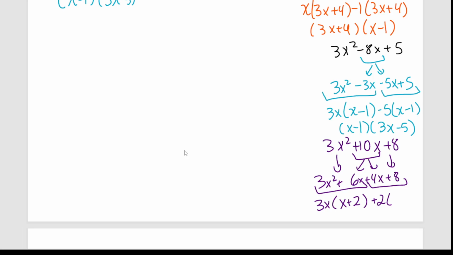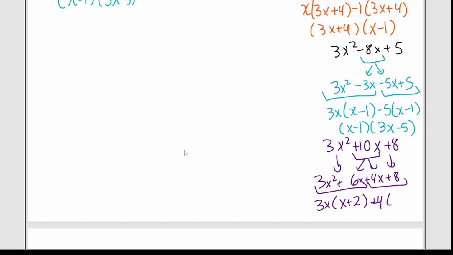Oh, actually, no, I lied. Greatest common factor of the second group is 4. Just seeing if you were paying attention. 4x divided by 4 will leave me with x. 8 divided by 4 will leave us with 2. And in particular, I knew I probably lied because those parentheses should work out to be the same. So that's how I knew to double check myself.